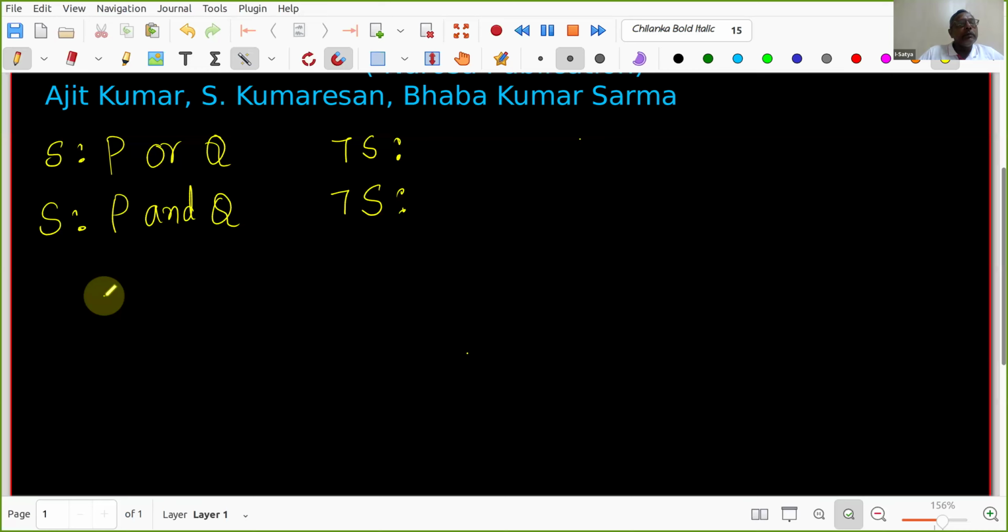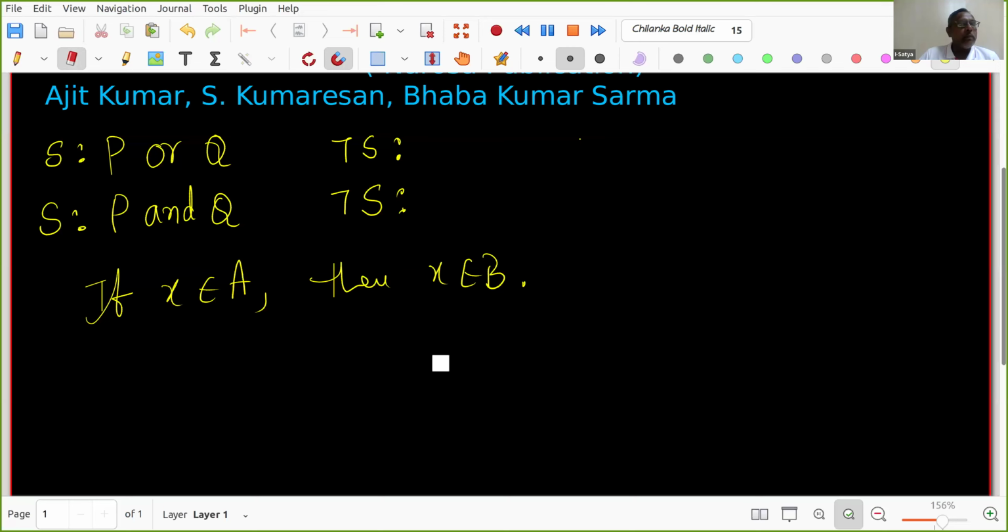For example, I am saying this: if X belongs to A, then X belongs to B. This is my statement. Whenever X is in A, then X is in B. Can somebody tell me it is a definition for what? If X is in A is true, then X belongs to B for sure.